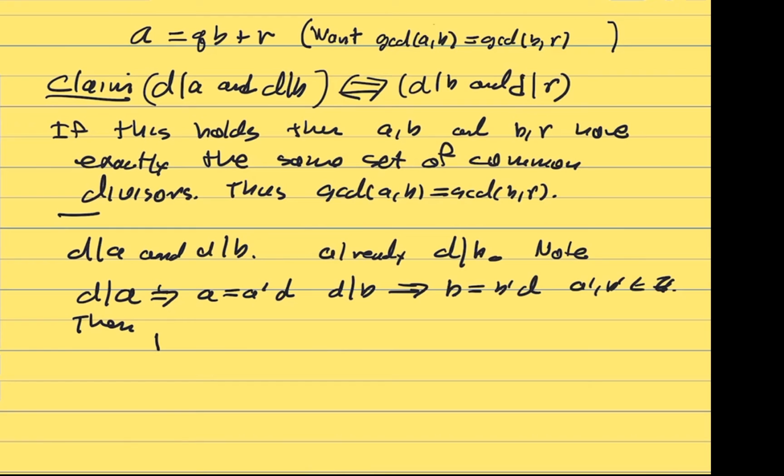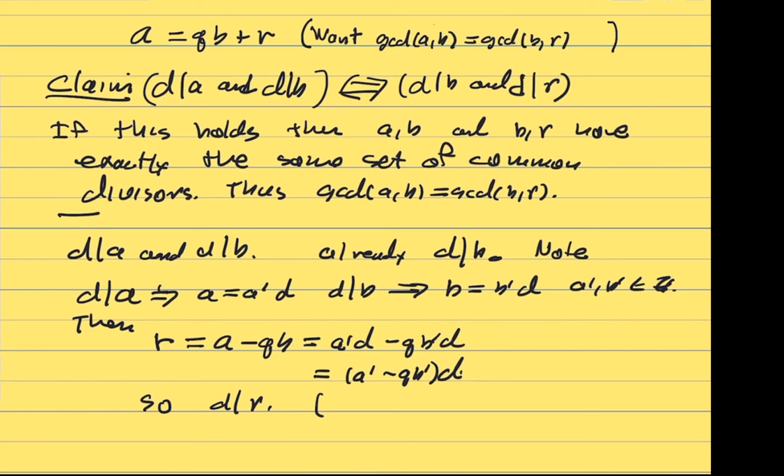Then solving our expression up here for R, R is A minus QB, and that is A prime D minus Q B prime D. I can factor out the D. So that tells me that D is a factor of R. So D divides R. So we now have, under the assumption that D divides A and D divides B, that D divides B and D divides R. So I've proved the implication up here in this direction.